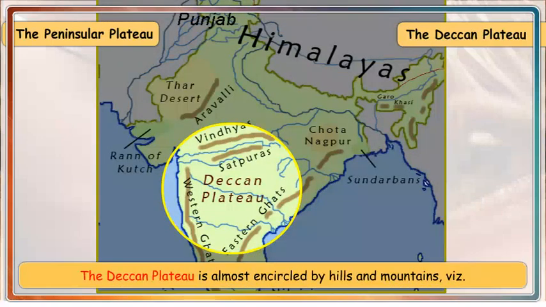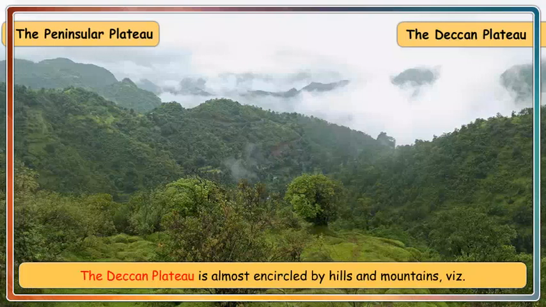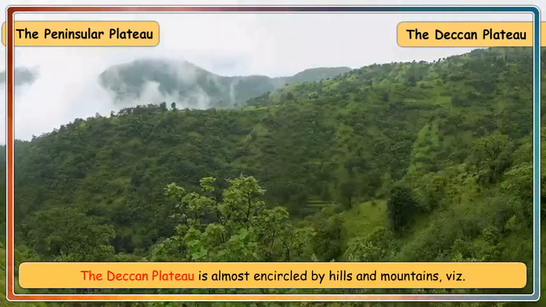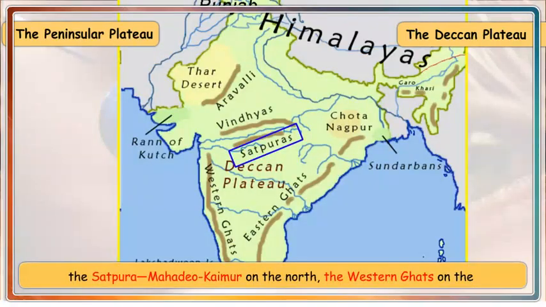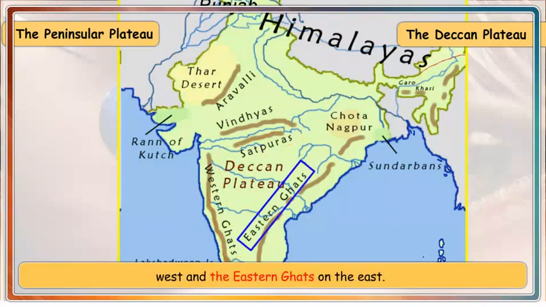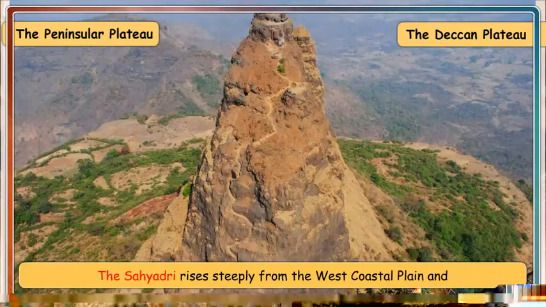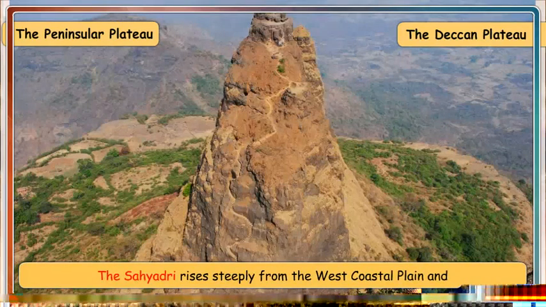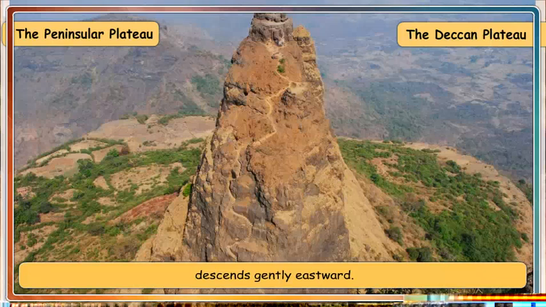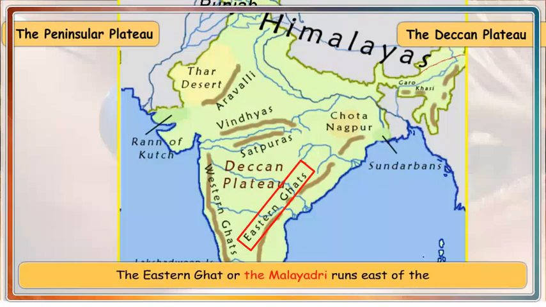The Deccan Plateau. The Deccan Plateau is almost encircled by hills and mountains, the Satpura, Mahadev, Kamur on the north, the Western Ghats on the west and the Eastern Ghats on the east. The Sahyadri rises steeply from the west coastal plain and descends gently eastward. The Eastern Ghat or the Malayadri runs east of the Deccan Plateau parallel to the east coast.